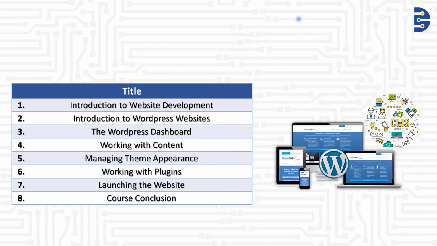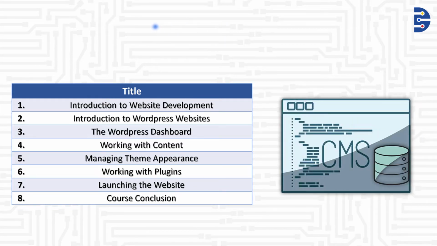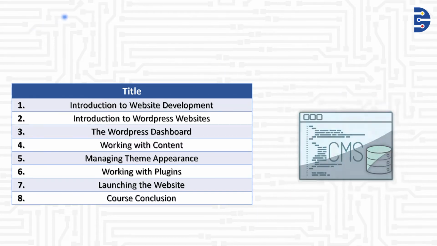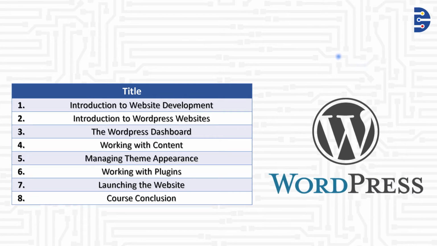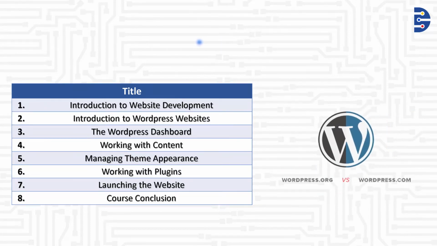The next section is on Introduction to WordPress Websites. Here we begin with CMS, or Content Management Systems. What is a CMS? What are the different features of a CMS? What are the different CMS systems that are widely used in this world? We then introduce WordPress as one of the most popular CMS used in the world, with some features and advantages of using WordPress. We then look at WordPress.org versus WordPress.com. What is the difference between the two?